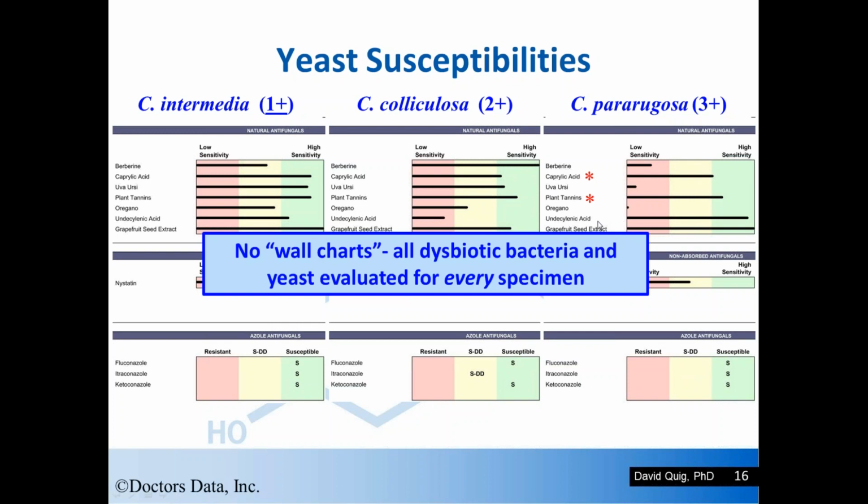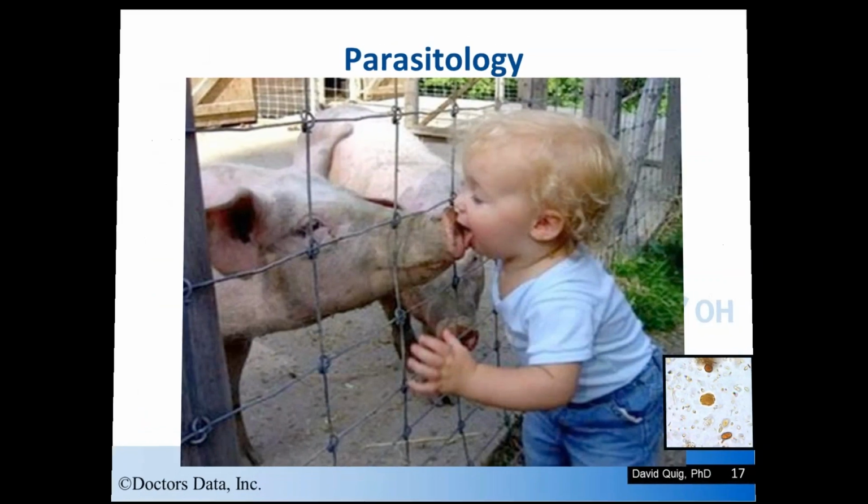And I emphasize that at Doctor's Data, we do not use any wall charts. Every patient's dysbiotic bacteria and yeast is evaluated for its phenotypic expression, its susceptibility to both botanical and pharmaceutical agents.